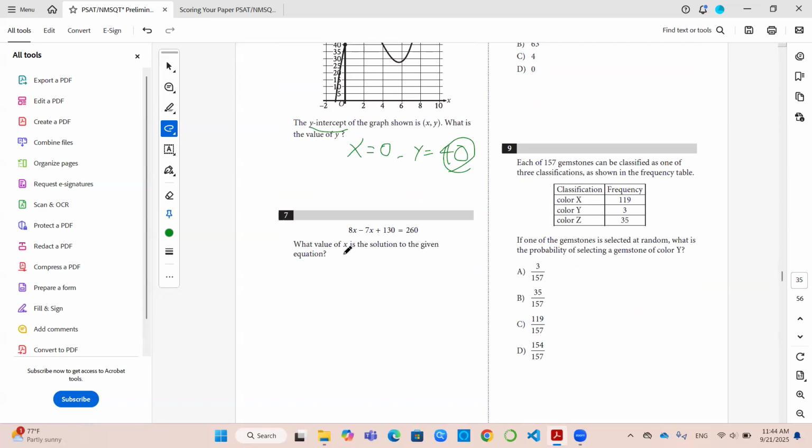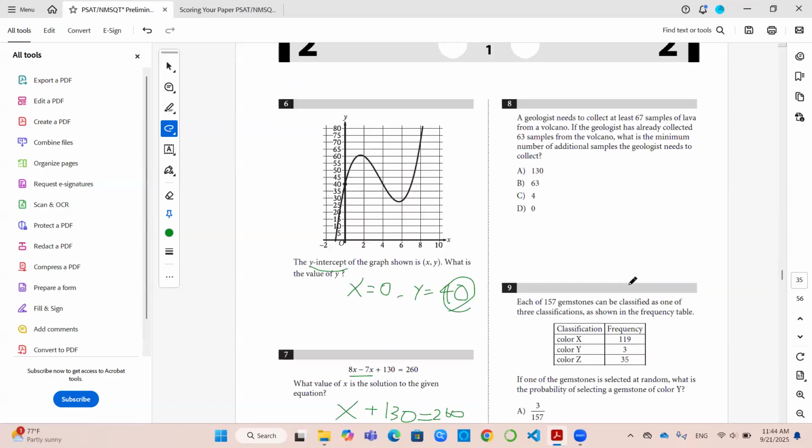What value of x is the solution to the given equation? Well, this is easy. X plus 130 is 260. Obviously, 260 minus 130 is 130, so 130 is the correct answer.